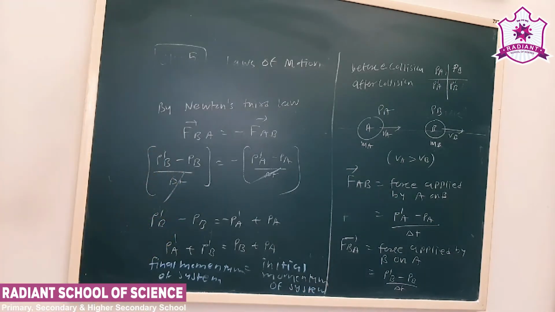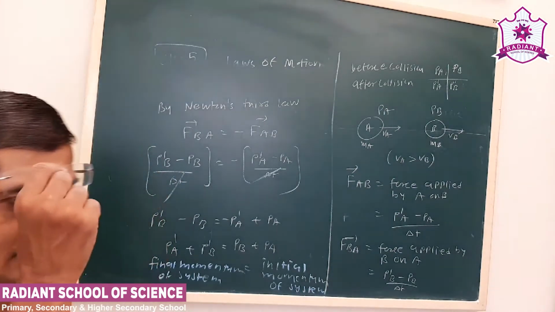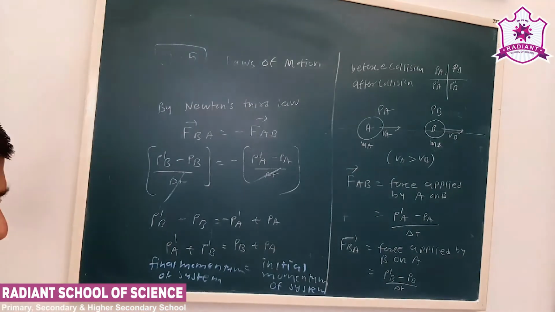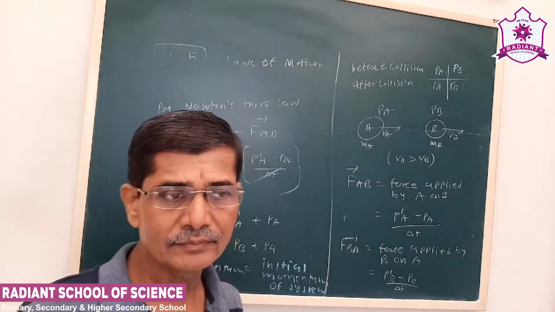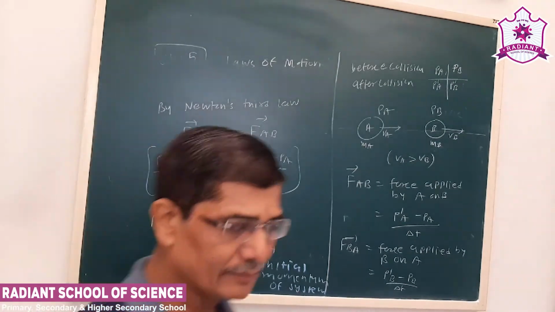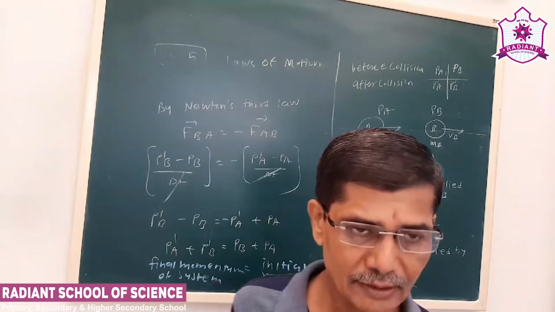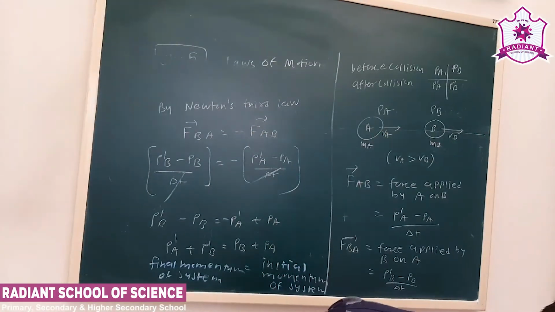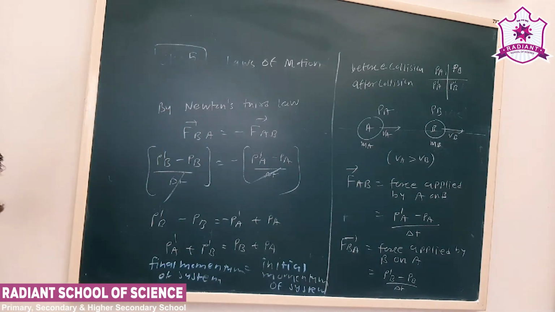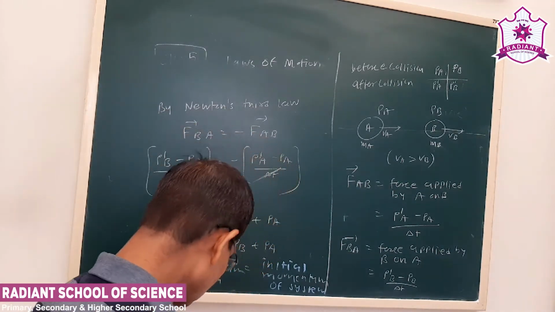So this is how we can say the momentum of the system after interaction, that is the final momentum, is equal to the initial momentum, that is before interaction. So this is how we can prove the law of conservation of linear momentum also. Now this is an important question, it can be asked in the exam for 2 marks.